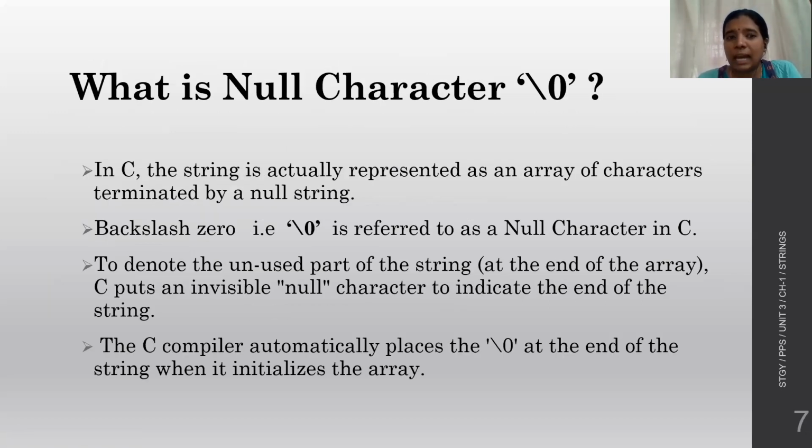Okay, what is a null character? In C, a null character is actually used for terminating a string or to indicate the end of a string. Because in C, arrays know no bounds, you can't determine the logical end of an array. That's why a null character is logically used to terminate the end of a string.